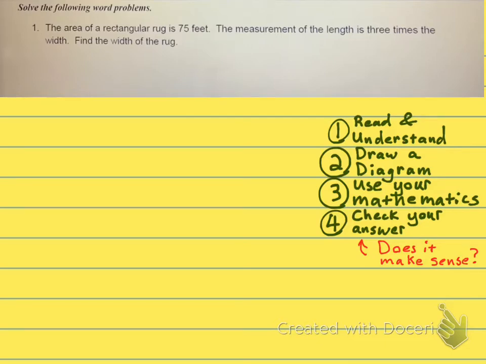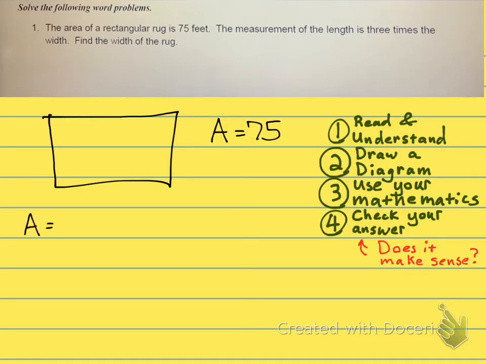Let's draw a diagram. Okay, here's my rug. It's a rectangle. And I know that the area is 75. So area equals 75. And what do I know about the area of a rectangle? Well, the area of a rectangle is length times width. So the area is 75. That's all the stuff in here, 75.